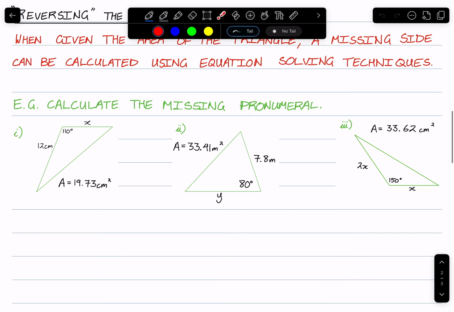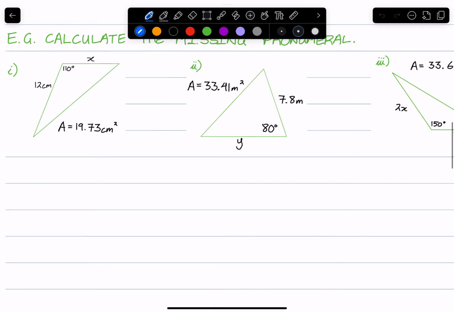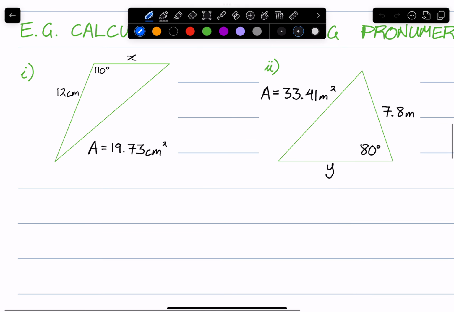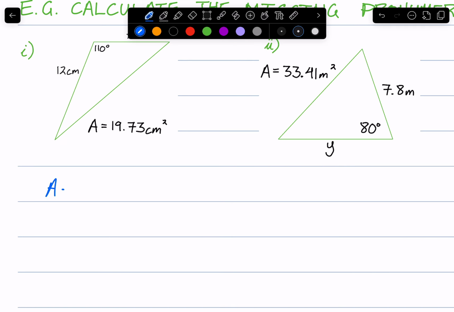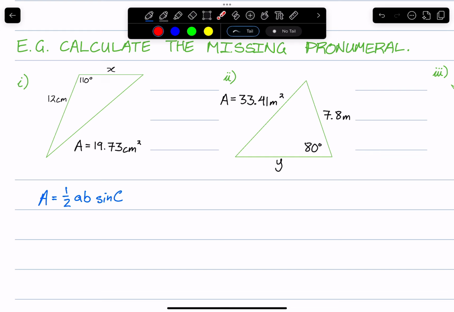Let's take a look at these four problems, and you'll see that it's rather straightforward if you are super confident in your equation solving. So let's take a look at our first problem. For this, we just need to recall our formula: area equals half ab sine C. In this type of problem, we just substitute whatever we can into all the appropriate pronumerals.